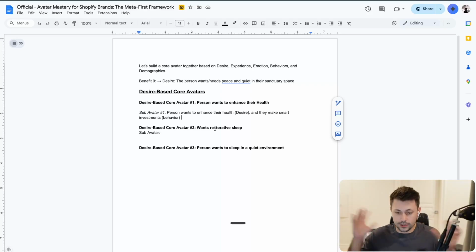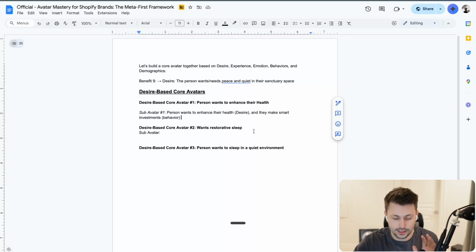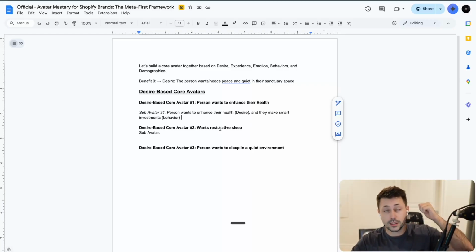They might just, that's just what they want in general. It's a little bit broader, but a person who wants to sleep in a quiet environment, someone who's just like, hey, I'm constantly getting woken up, right? This could include all sleepers. This is a very simple example. This could include light sleepers and super heavy sleepers.